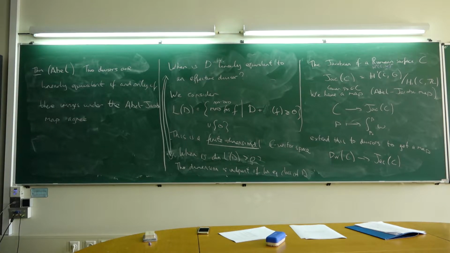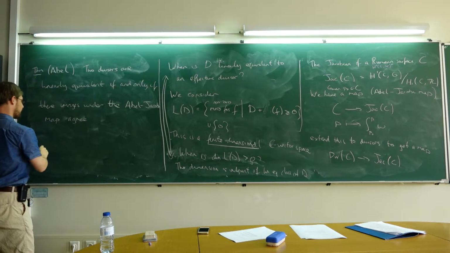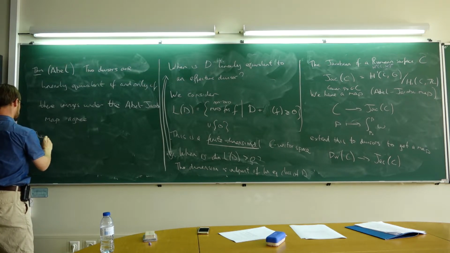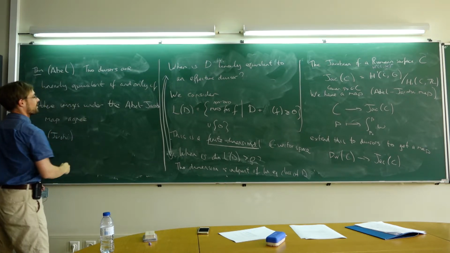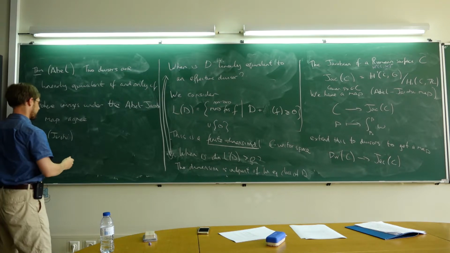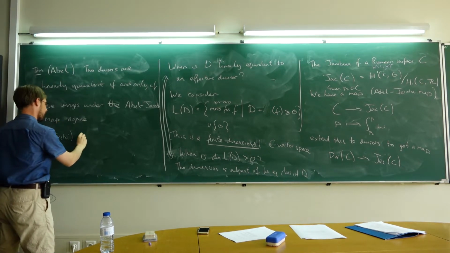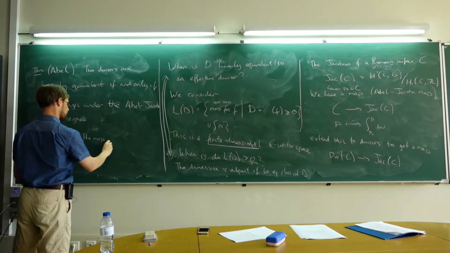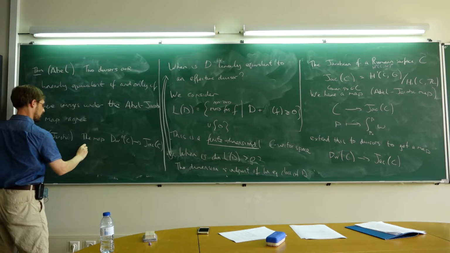And it's even stronger, I guess. This is Jacobi. It also shows, if you like, that the map from this divisor class group into the Jacobian is injective. The other statement you might be interested in is the surjectivity, and that's due to Jacobi. So the map is surjective.